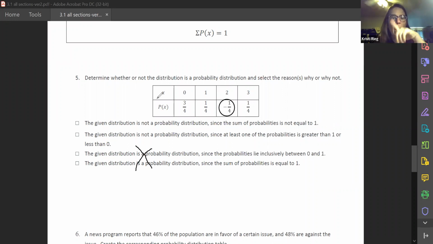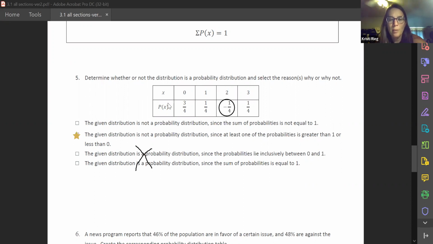I know it's not. I also know it's not due to the negative. So the second one says it's not a probability distribution since at least one of the probabilities is either greater than 1 or less than 0. It's the less than 0 that's the problem. So that's definitely one of the answers. I've already eliminated 2. So the only thing left to do is to determine if the top one is an answer. So it says the given distribution is not, because the sum is not equal to 1.